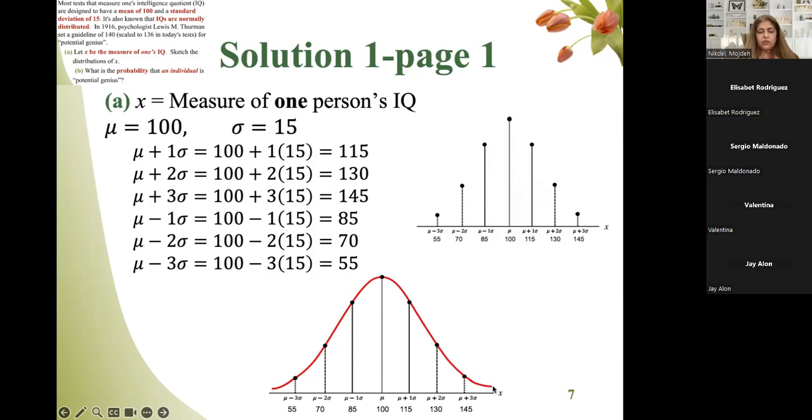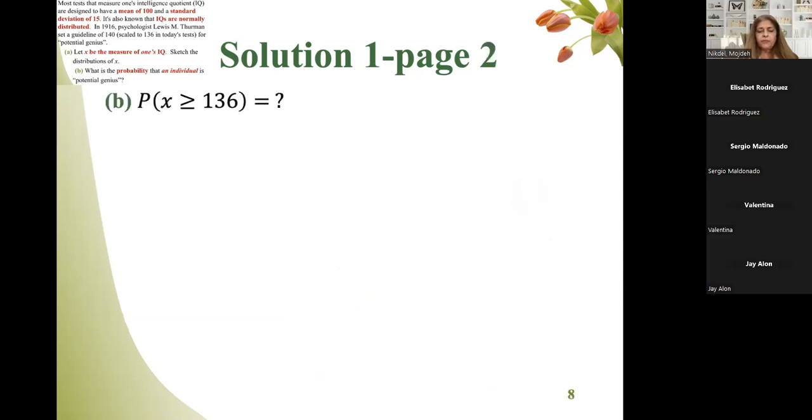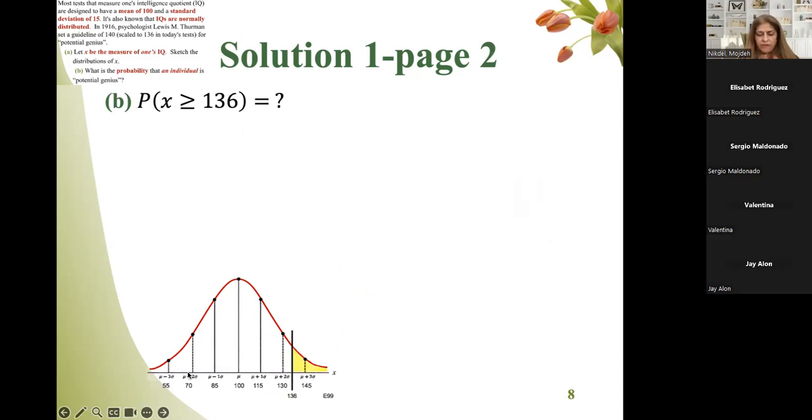Let me go to the next slide. I'm finding the probability of X greater than or equal to 136. Remember, X is one person's IQ. A person with an IQ of 136 or higher is a potential genius. This is the graph of the X curve. 136 is here. I want to find the area of this yellow region.